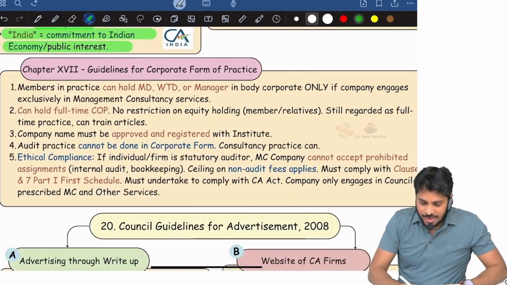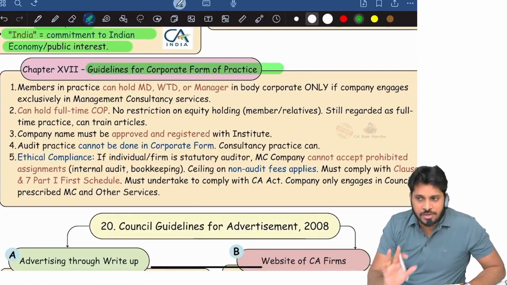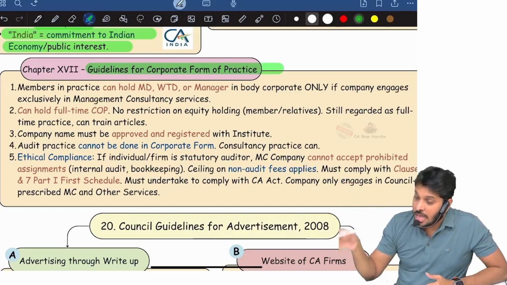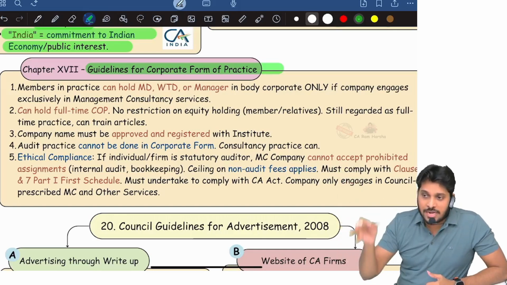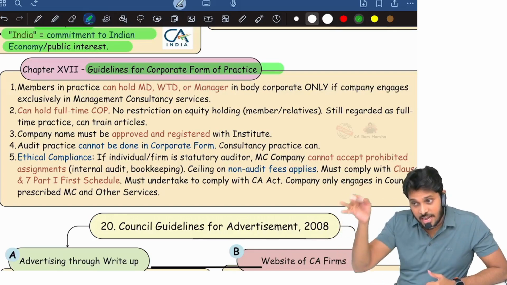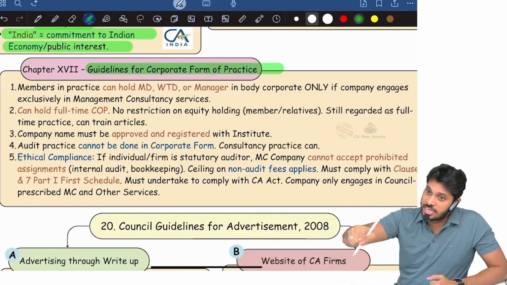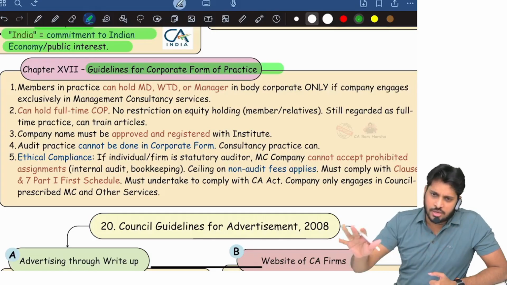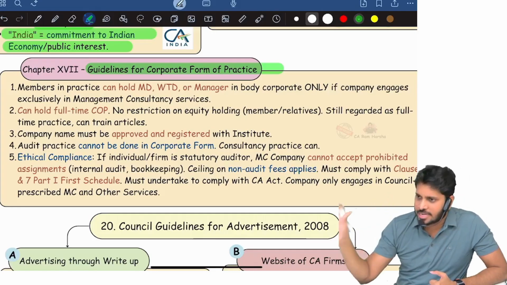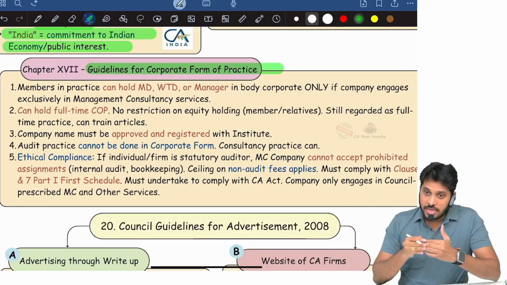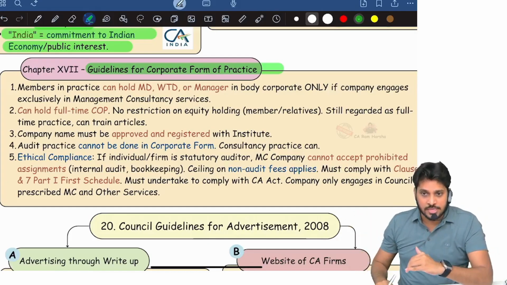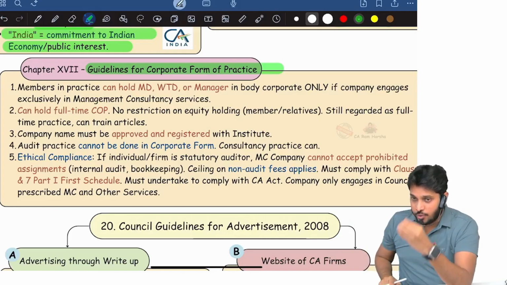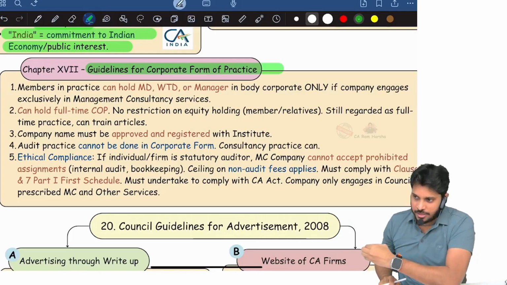Next, guidelines for corporate form of practice. Corporate form of practice means what? I will run my practice by incorporating a company. You can do that. You can run your practice by incorporating a company. But in the name of the company, you should not do attestation audit services. In the name of the company, complete management, consultancy, and other services can be provided. Now, when you're incorporating a company for providing MCOS services, that company must be approved by ICAI, and you need to get an approval from ICAI for this particular company.